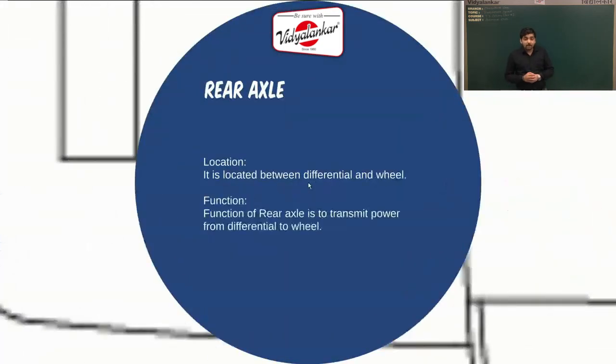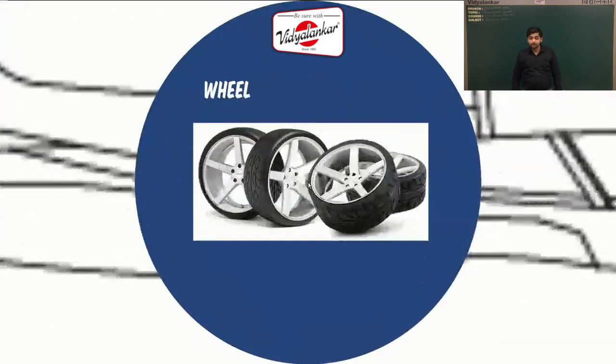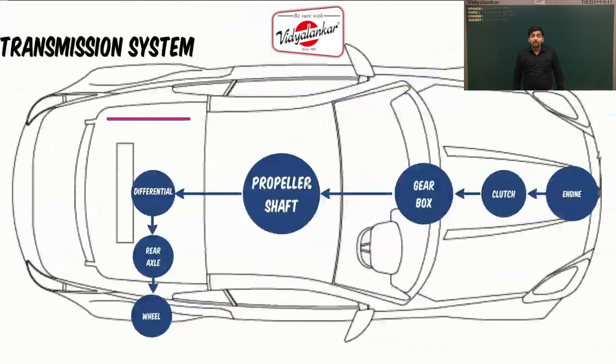Now the rear axle is made up of two halves. One half of the rear axle is connected from the differential to the left wheel and the other half is connected from the differential to the right wheel. So the rear axle is located between the differential and the wheel, and the function of the rear axle is to transmit the power from the differential to the wheels, and finally this power is transmitted to the wheel so that the car can propel. So this is how the available power at the engine is transmitted through the various systems to the wheels so that the car can propel in a forward direction.